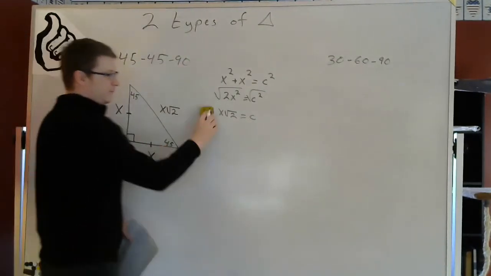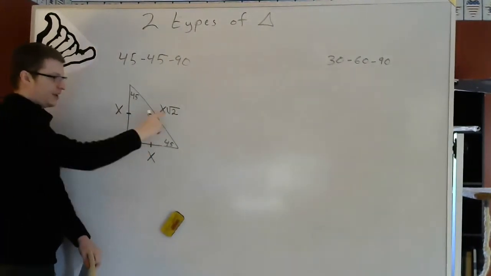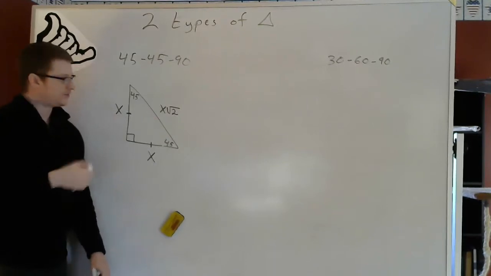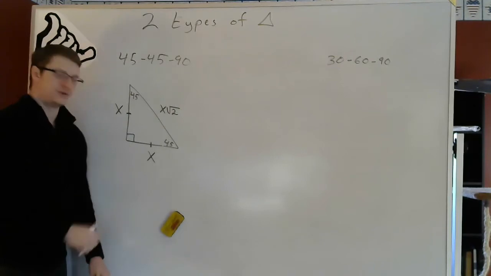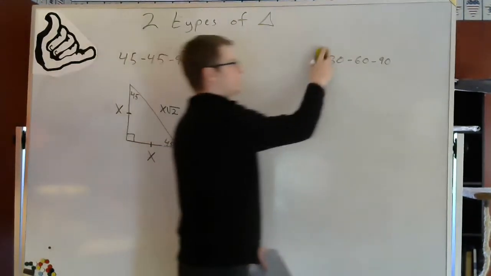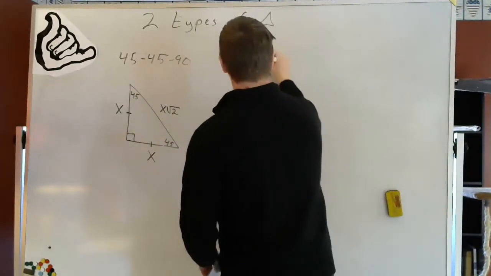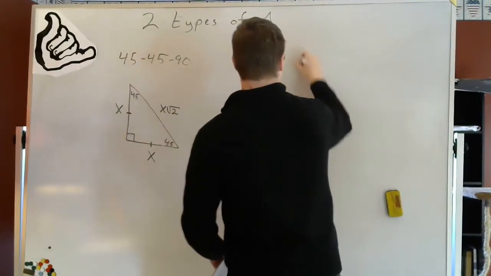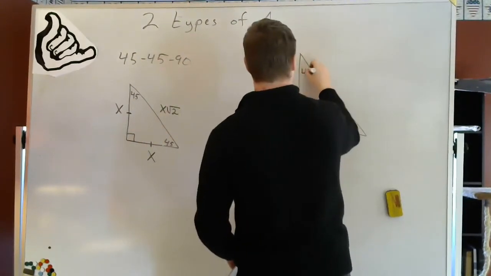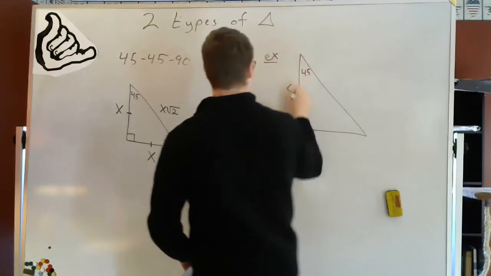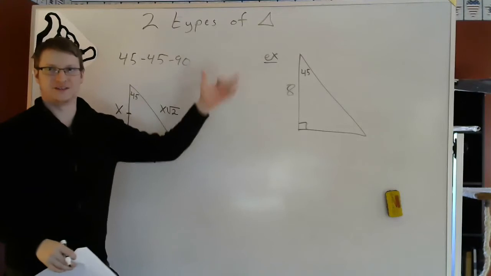So this triangle, 45, 45, 90, with the sides x, x, and x times the square root of 2, is a very, very unique one. It's one we see a lot, and the problems that we might see for that could look something like this. Let me get rid of this 30, 60, 90 for now. Let's say that I gave you this triangle. Eight.